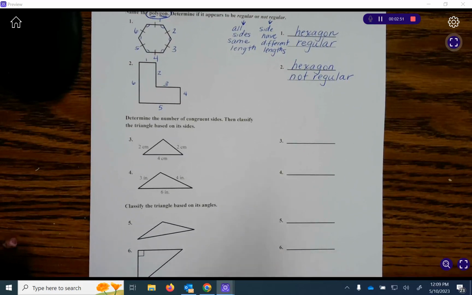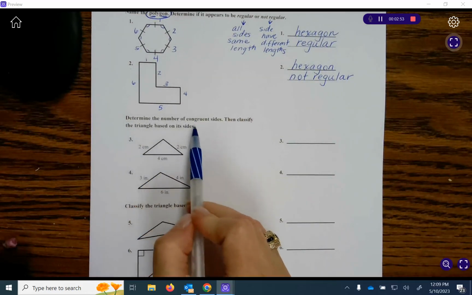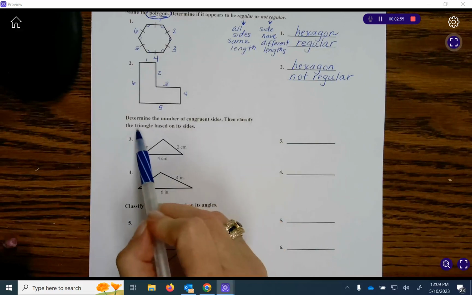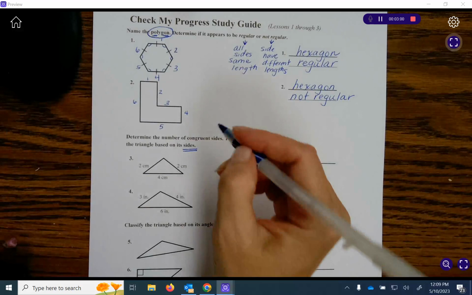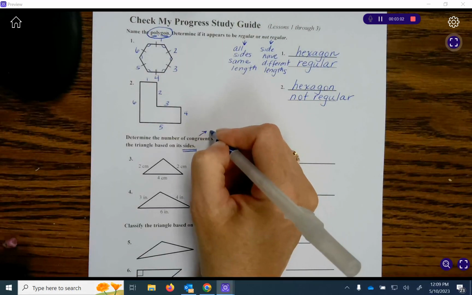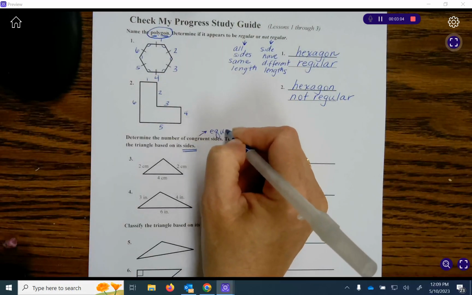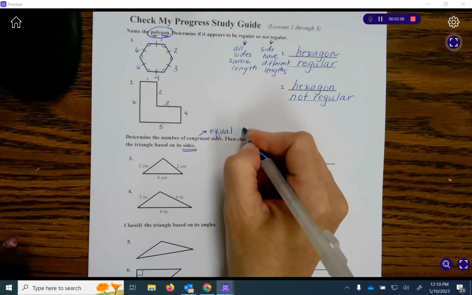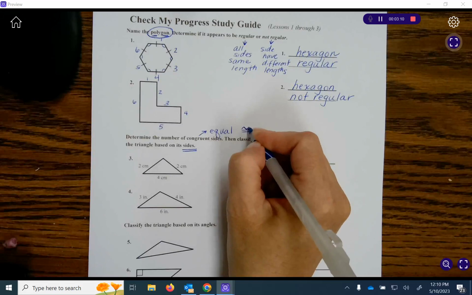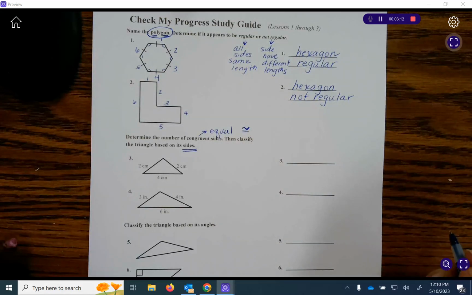All right. Determine the number of congruent sides, then classify the triangles based on the sides. Congruent means that they are equal in length. The symbol for congruent is equal, and then this little sideways S on top. That is the symbol for congruent.